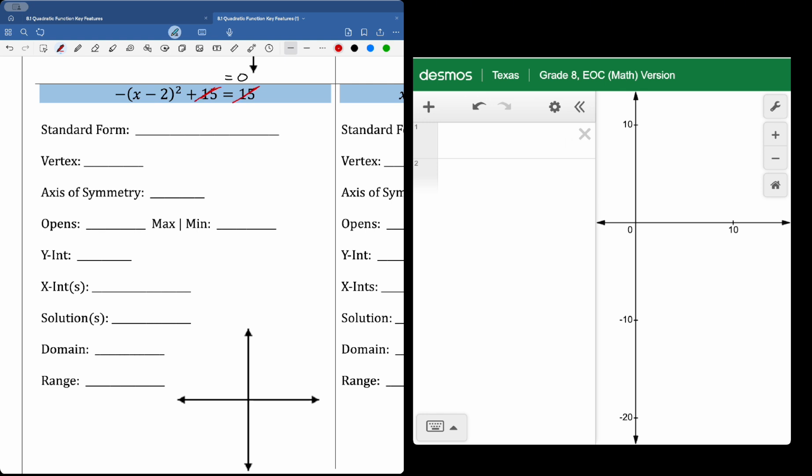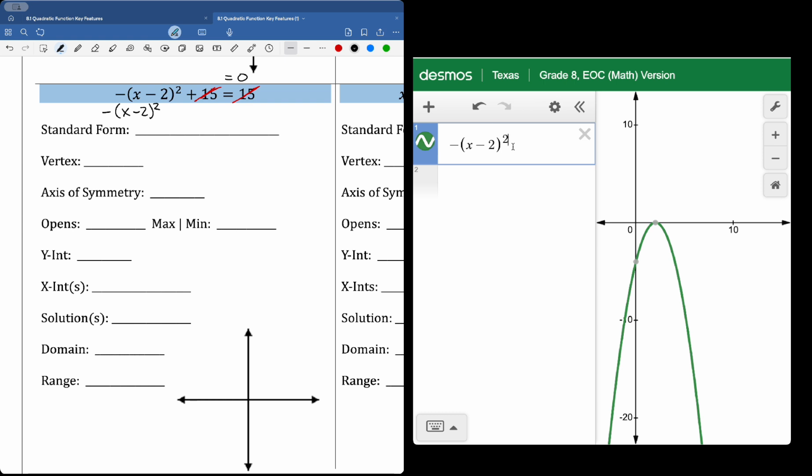And this is just going to leave me with negative x minus 2 squared. And that's something that I can graph. It's not in standard form, but it is something that I can graph. So, x minus 2 squared.